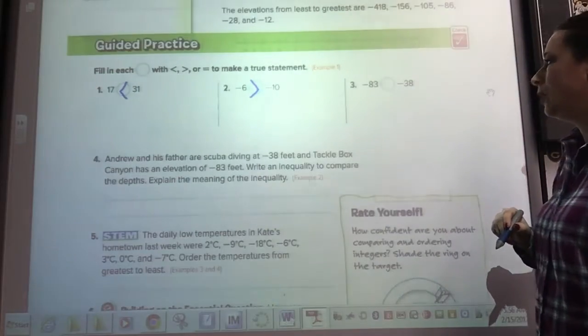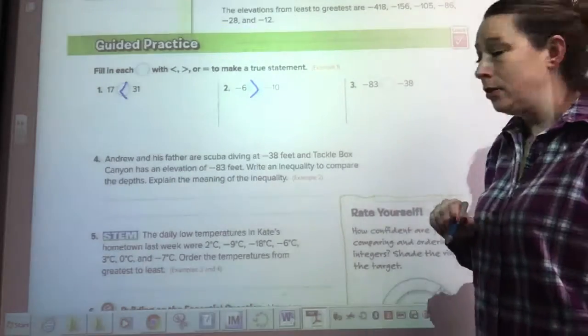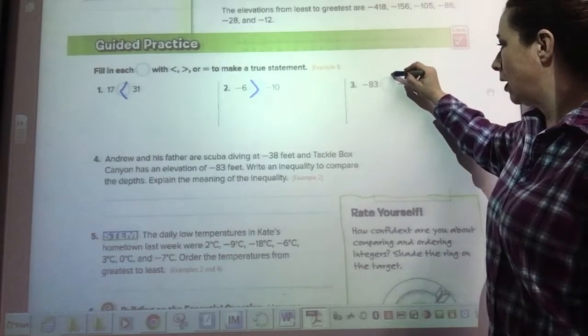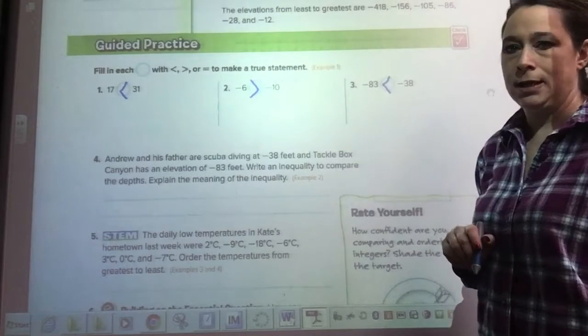Negative 83 or negative 38. You want to owe $83? You want to owe 38? I don't want to owe either. That's a lot of money. But if I had to, I'd rather owe 38, so eat the 38.